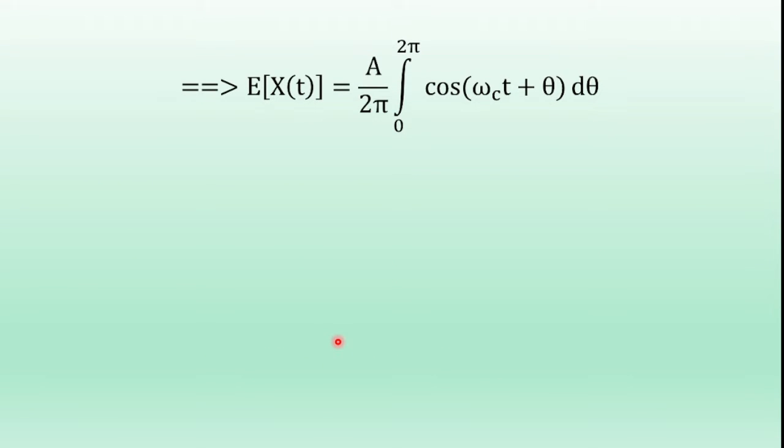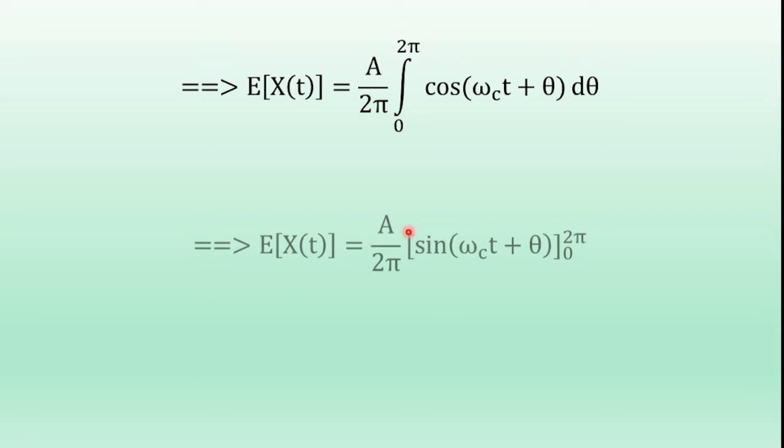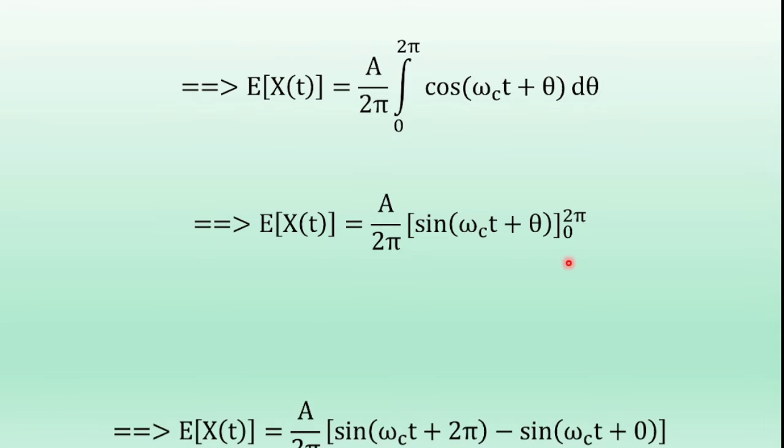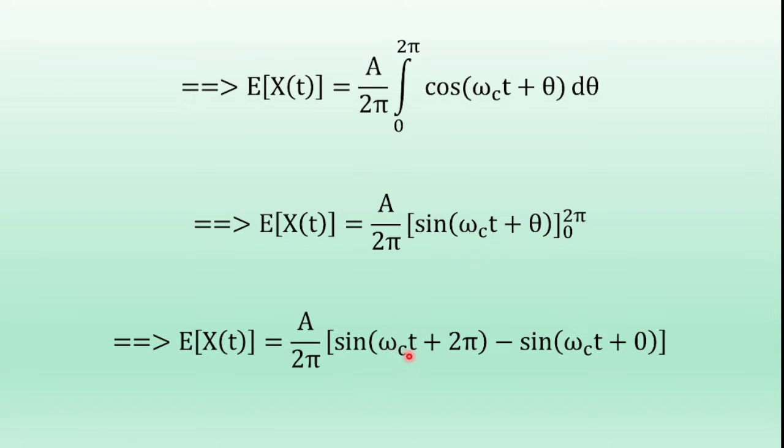1 by 2 pi is constant, and A is constant, so they are written before the integration. The expectation of X(t) is A by 2 pi times the integral from 0 to 2 pi of cos(omega_c t + theta) d theta. The integral of cos(omega_c t + theta) is sin(omega_c t + theta) over 0 to 2 pi. Now substitute the upper value of theta and the lower value of theta. We get A by 2 pi times [sin(omega_c t + 2 pi) minus sin(omega_c t + 0)].